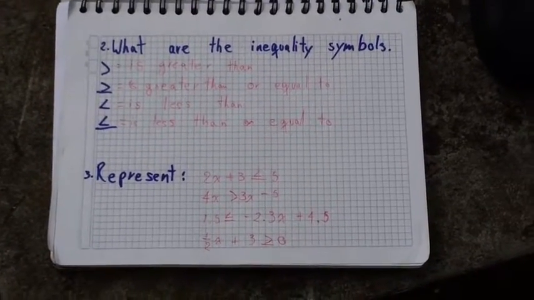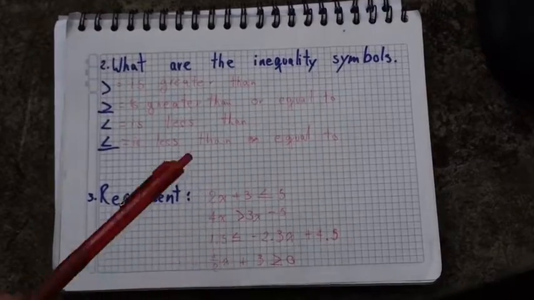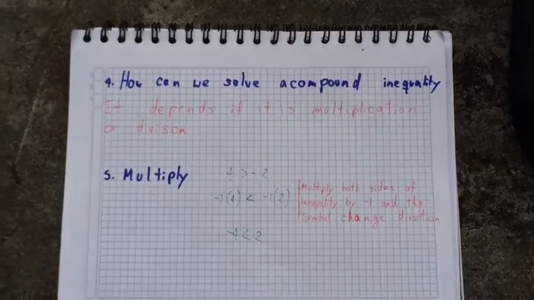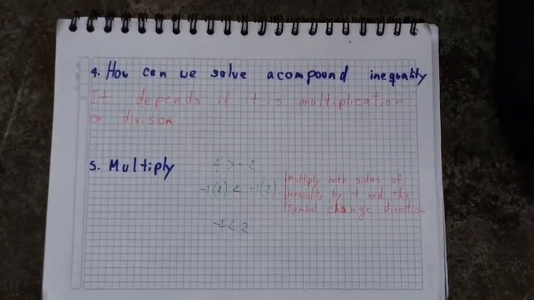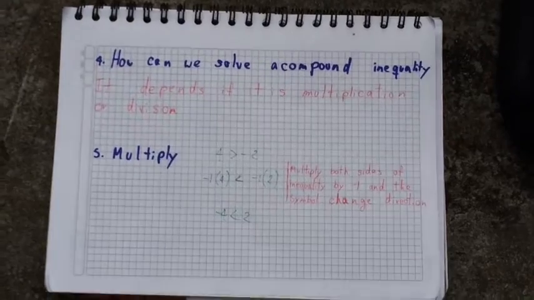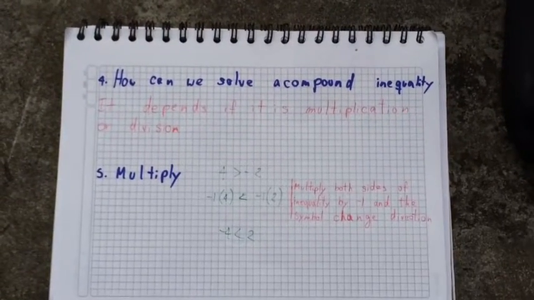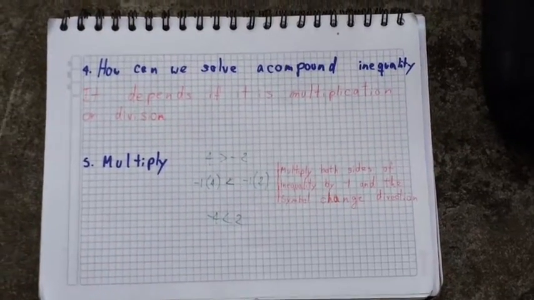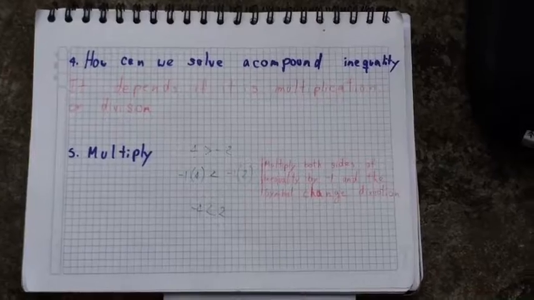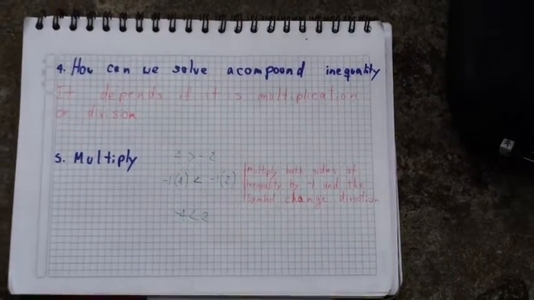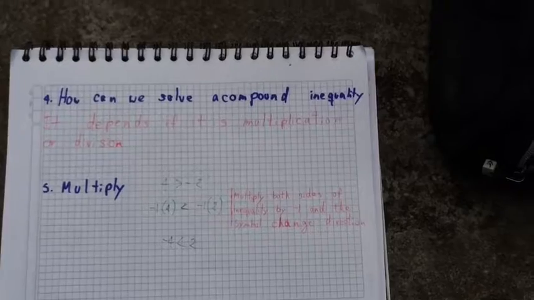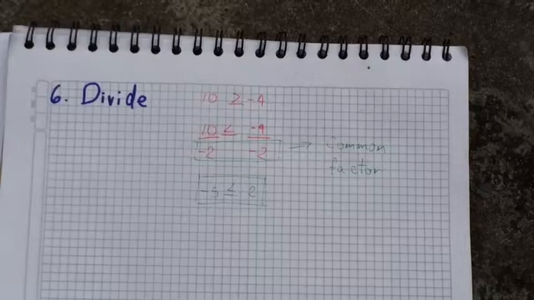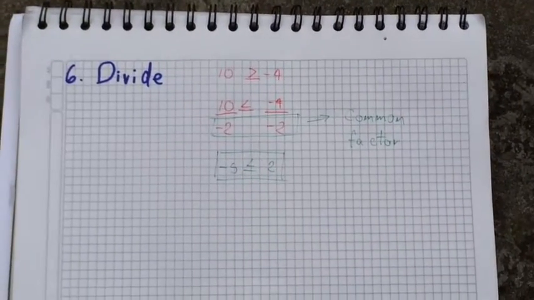The third question is how do we represent compound inequalities? Here are some examples of the solution of compound inequalities. The fourth question is how can we solve a compound inequality? Depends on if it is multiplication or division. The fifth question is how can we multiply compound inequalities? So when we have this, that is 4 greater than minus 2, if we want to multiply it, we have to multiply both sides of the inequality by minus 1, and the symbol will change the direction, and this will be the answer.